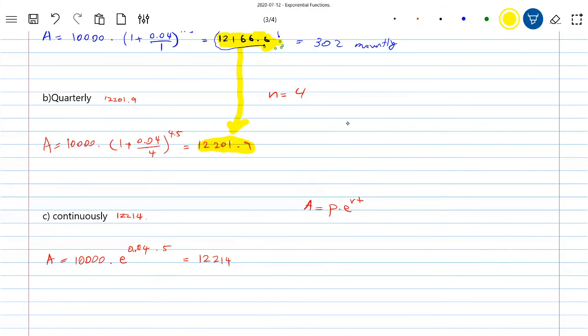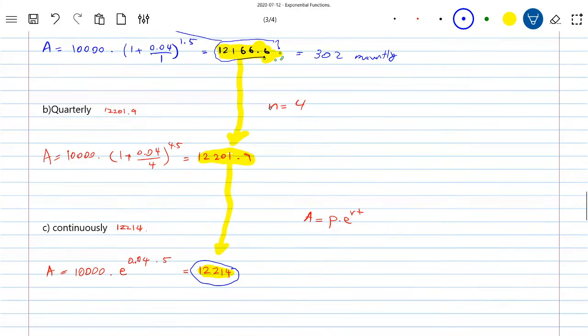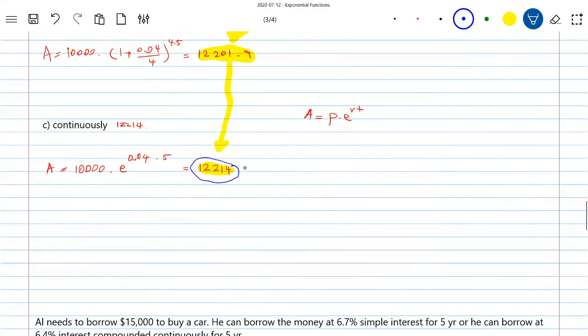And now, if you compare this with the quarterly, you'll see now you're paying more interest as well, even more than the quarterly. And this is actually the maximum of the interest amount that you are paying. With the interest of 4%, this is the maximum. You cannot get higher interest out of it.